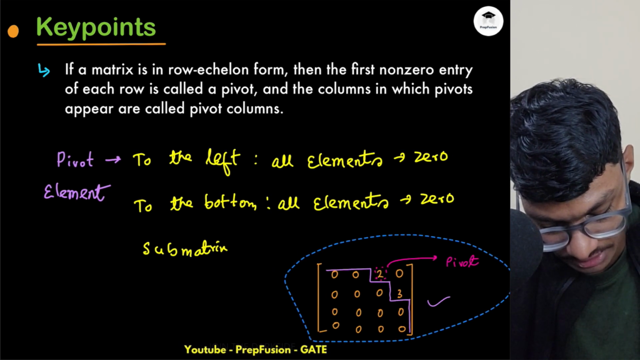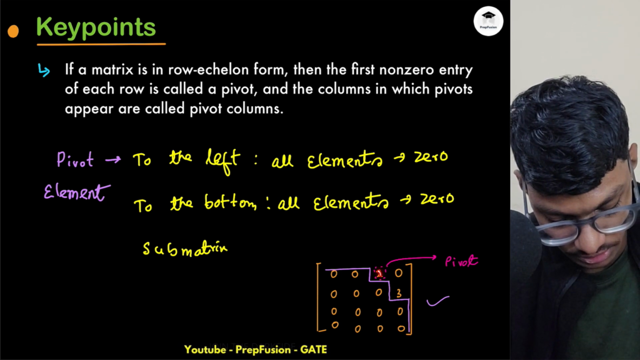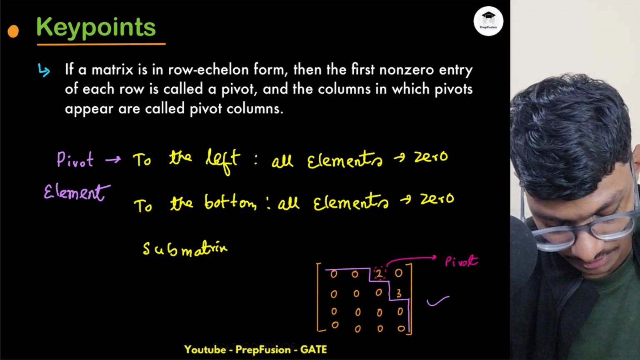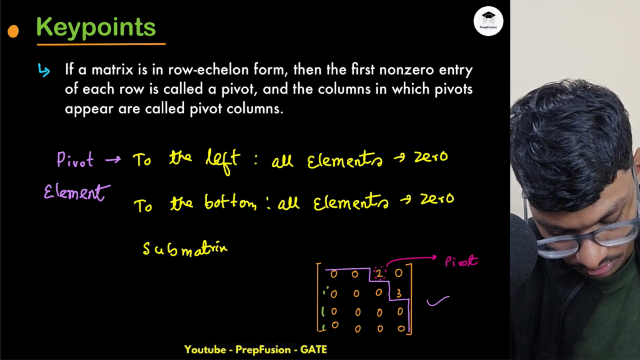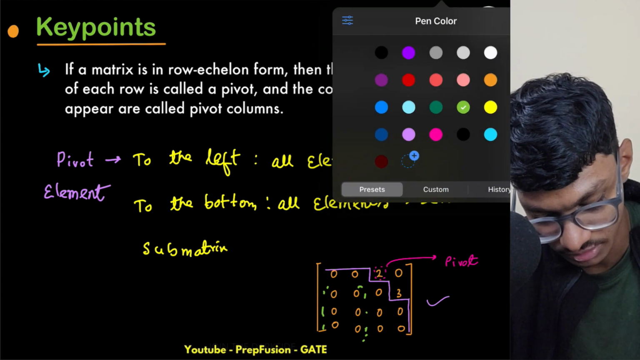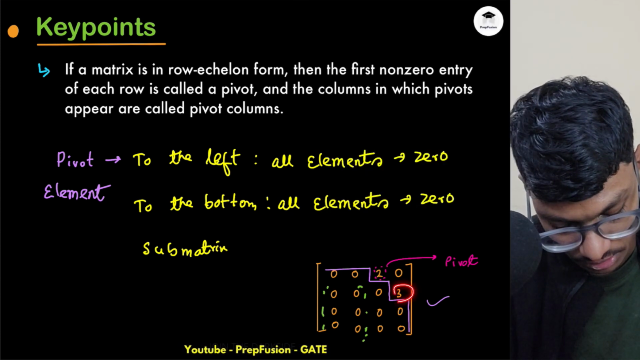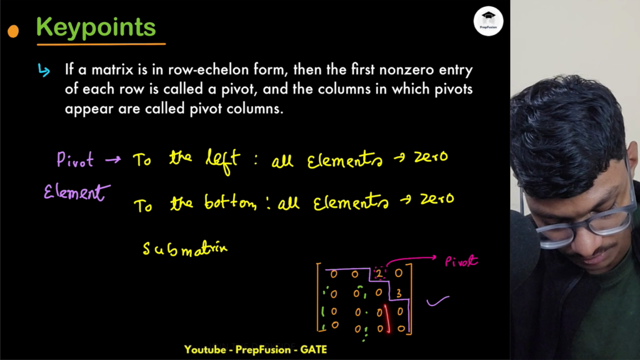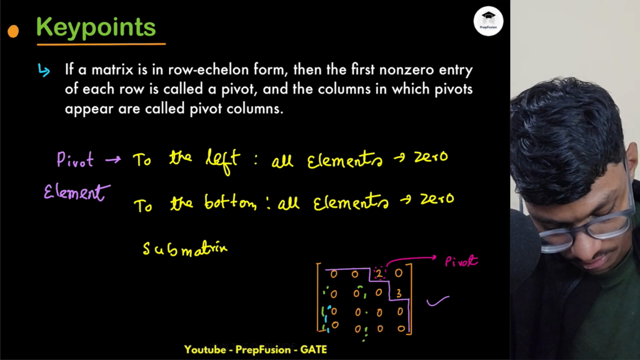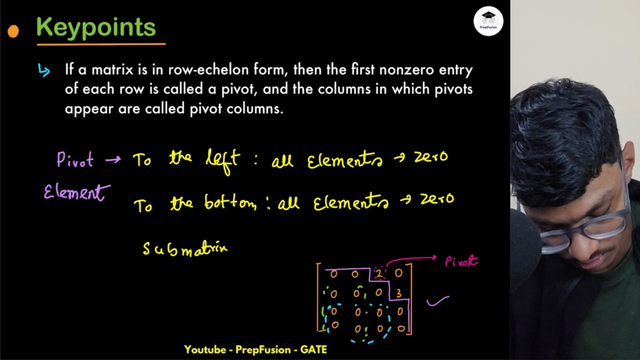Submatrix, right? What is the submatrix here? Excluding this, this is the submatrix for this particular pivot. So here, this is one submatrix. And again, we have another submatrix for the second pivot, which is this submatrix. No, not this, this submatrix. This submatrix. Okay.